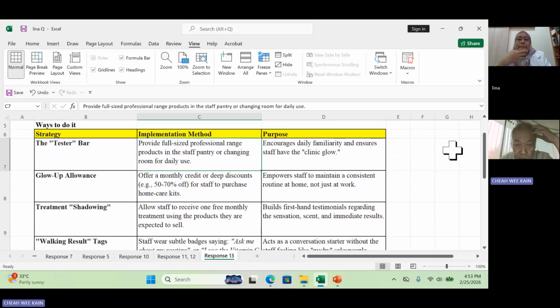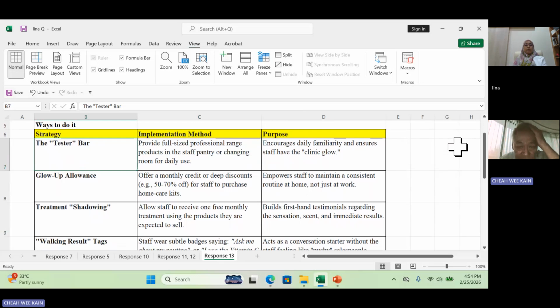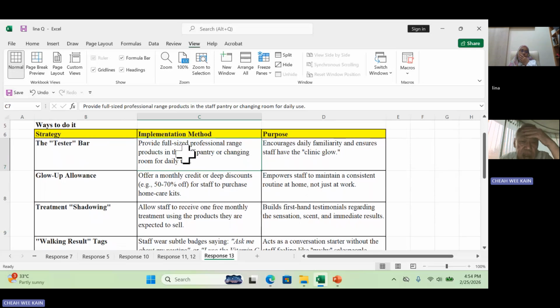To try now. Provide full size professional range product in the staff pantry or changing room for their daily use. But you have to be careful, because the tester buy is not free for you. You have to pay, unless your manufacturer gives you some samples. You won't do this kind of thing for your clinic. Of course, you do it for your skincare people, right?